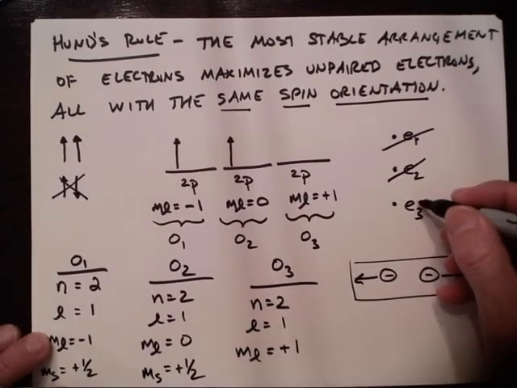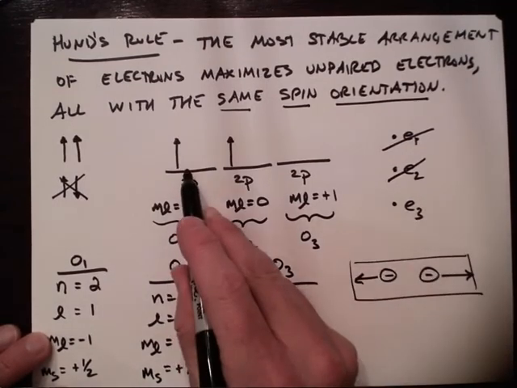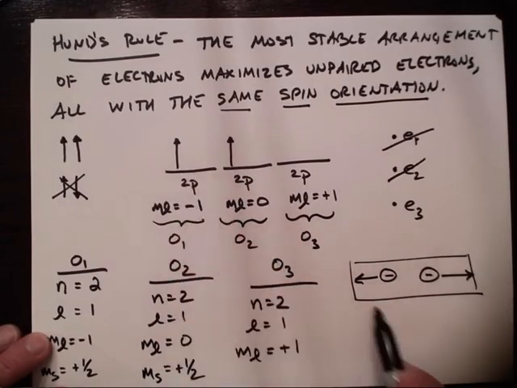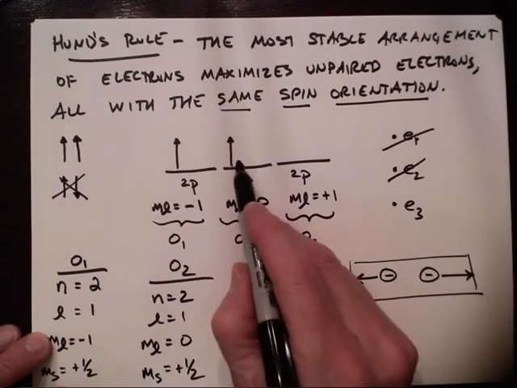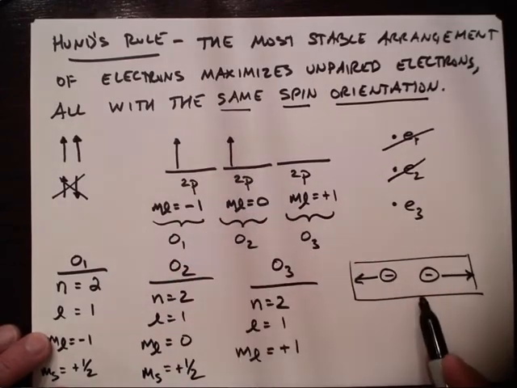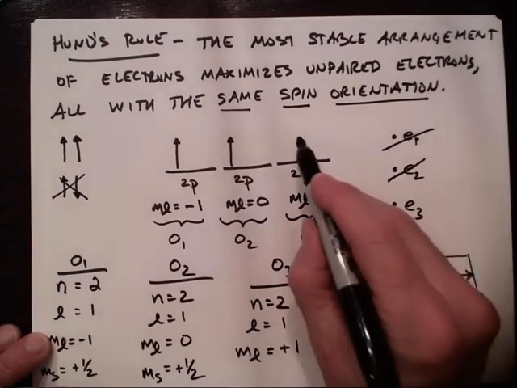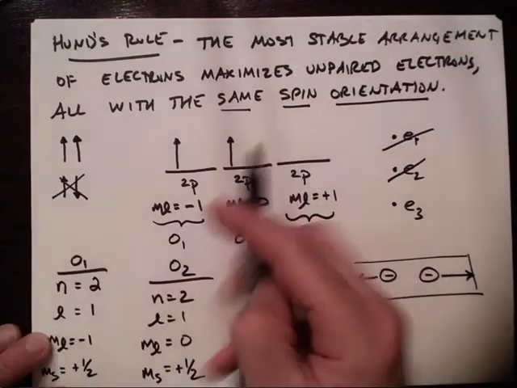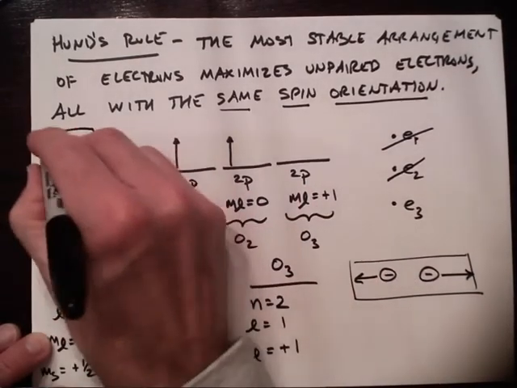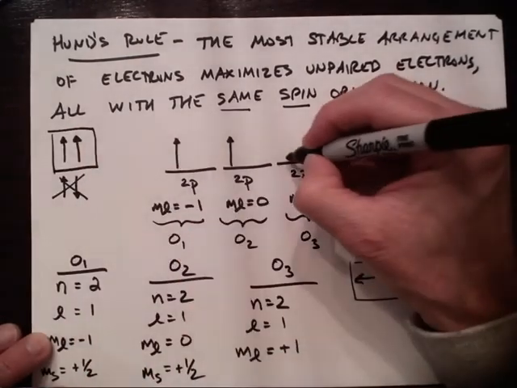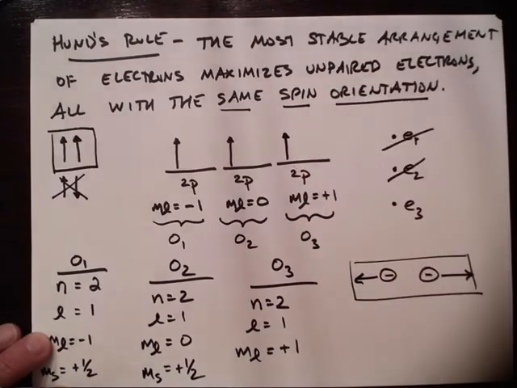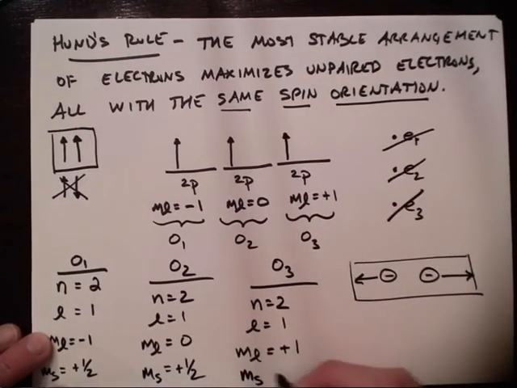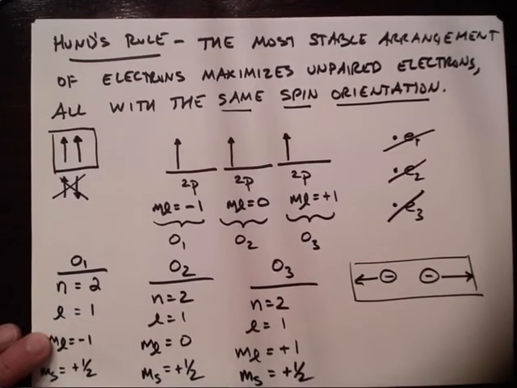When I stick electron 3 in, I don't want to stick it here because of Coulomb repulsion. I don't want to stick it here because of Coulomb repulsion. I want to stick it in this particular orbital, with the same spin orientation as the other two. So I'm going to place it here like that. We've taken care of that electron, and it's going to have a spin of plus half.